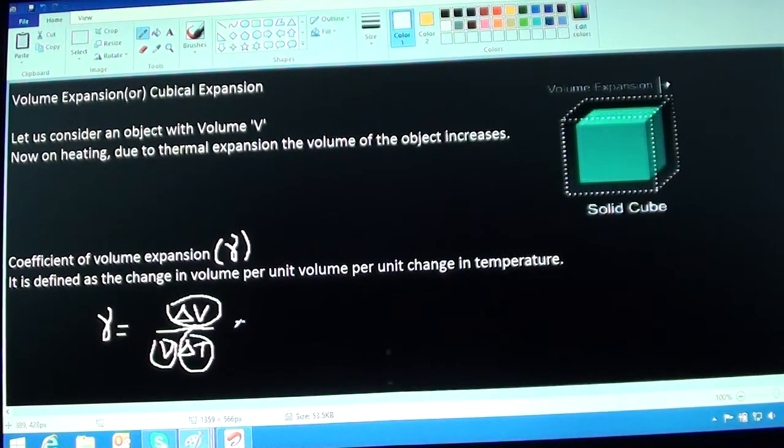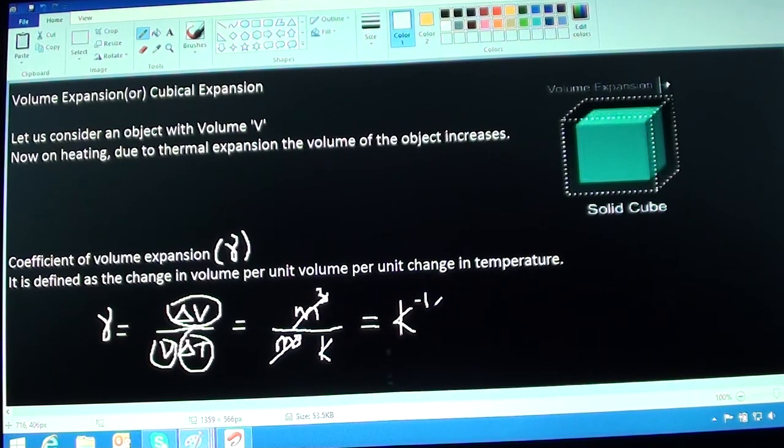Again the unit: delta V is in meter cube, V is also in meter cube, and delta T in Kelvin. So you can cancel meter cube and meter cube, and you get K to the power minus 1. So that is all about thermal expansion in solids.